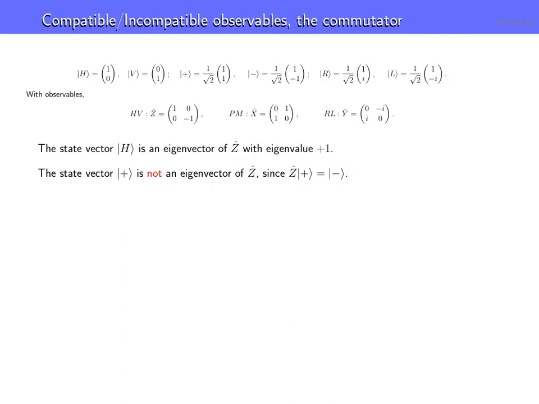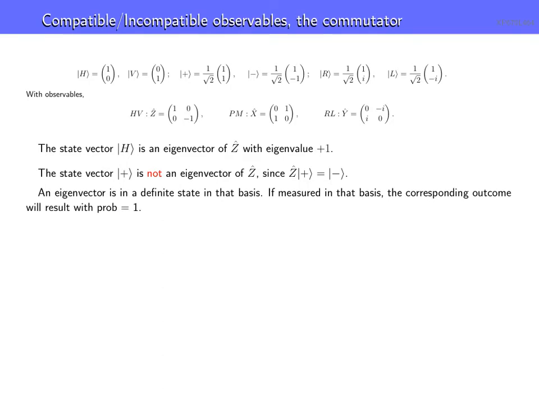Now, the importance of this is that the eigenvector in that particular basis is in a definite state. So we say that in this case, we can say there's an element of reality that the photon has horizontal polarization in the HV bases. Another way to say that is if we measure in that basis, the HV bases, we're going to get the corresponding outcome with probability 1. And we can say, it goes back to Einstein in 1935, that we can associate then an element of reality, if we like, to that photon because it's an eigenstate. It's an eigenvector of that operator in the HV basis.